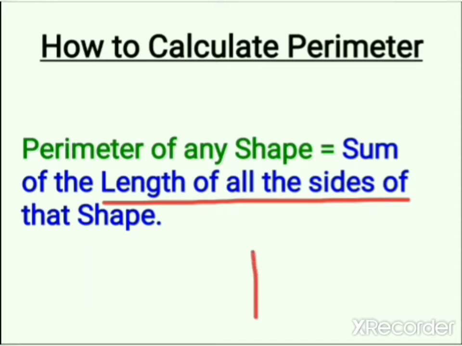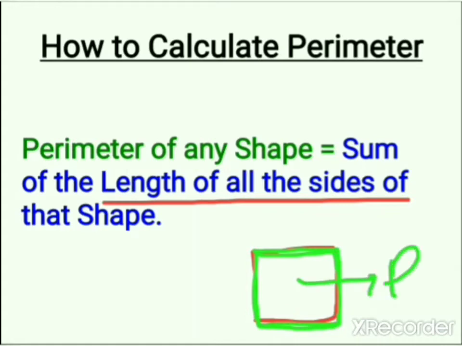Like this is a square. If we want to find out the perimeter of this square, what will we do? We will add the length of all the sides. This is the first side, this is the second, this is the third, this is the fourth. If we add the length of all the sides, then we will get the perimeter of this square. Let's understand with the help of some questions.